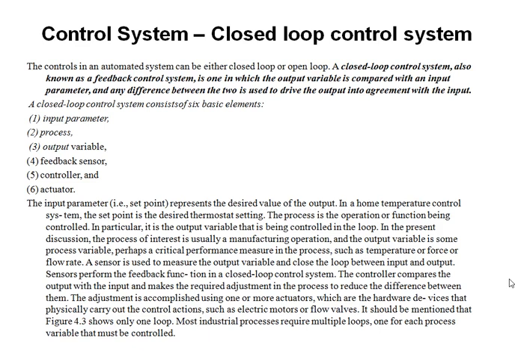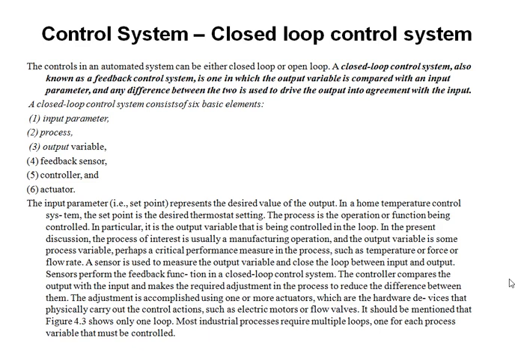The input parameter represents the desired value of the output. For example, if you control the temperature of a system, the set point is the desired thermostat setting. The process is the operation or function being controlled. Particularly, it is the output variable that is being controlled in the loop. In the present discussion, the process of interest is usually a manufacturing operation. The output variable is some process variable, perhaps a critical performance measure in the process, such as temperature or force or flow rate.